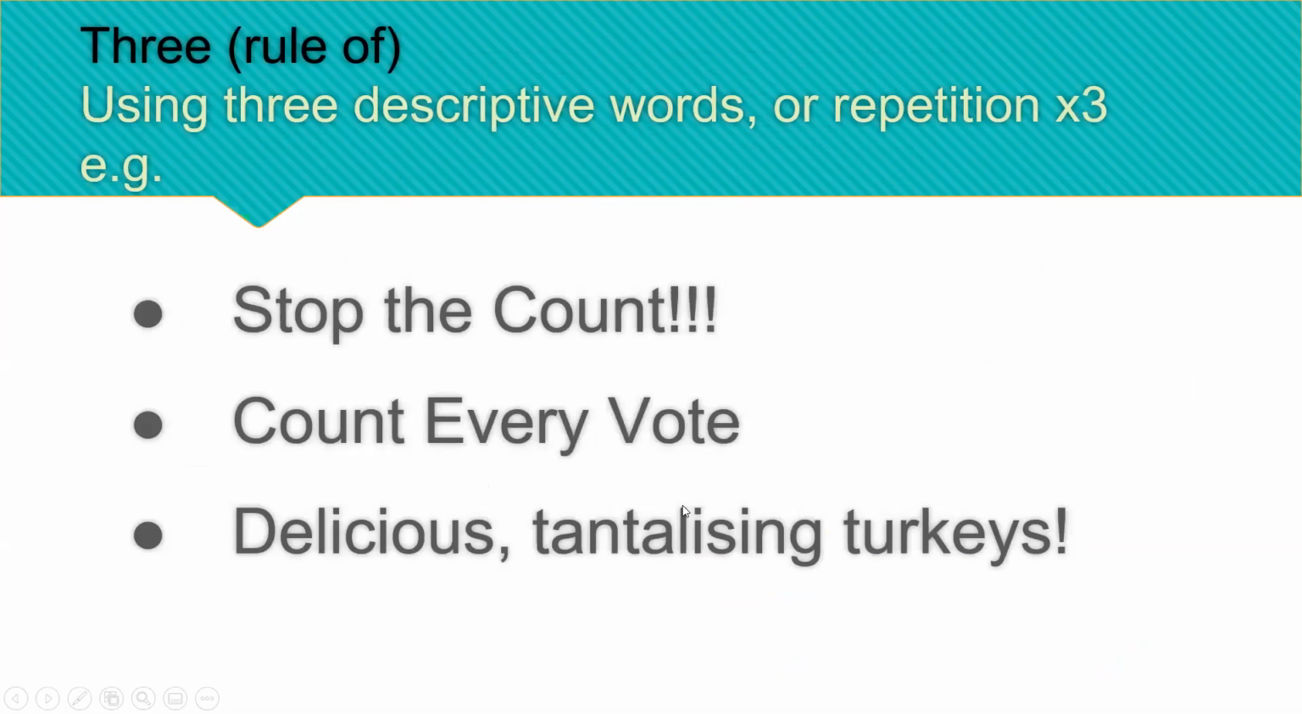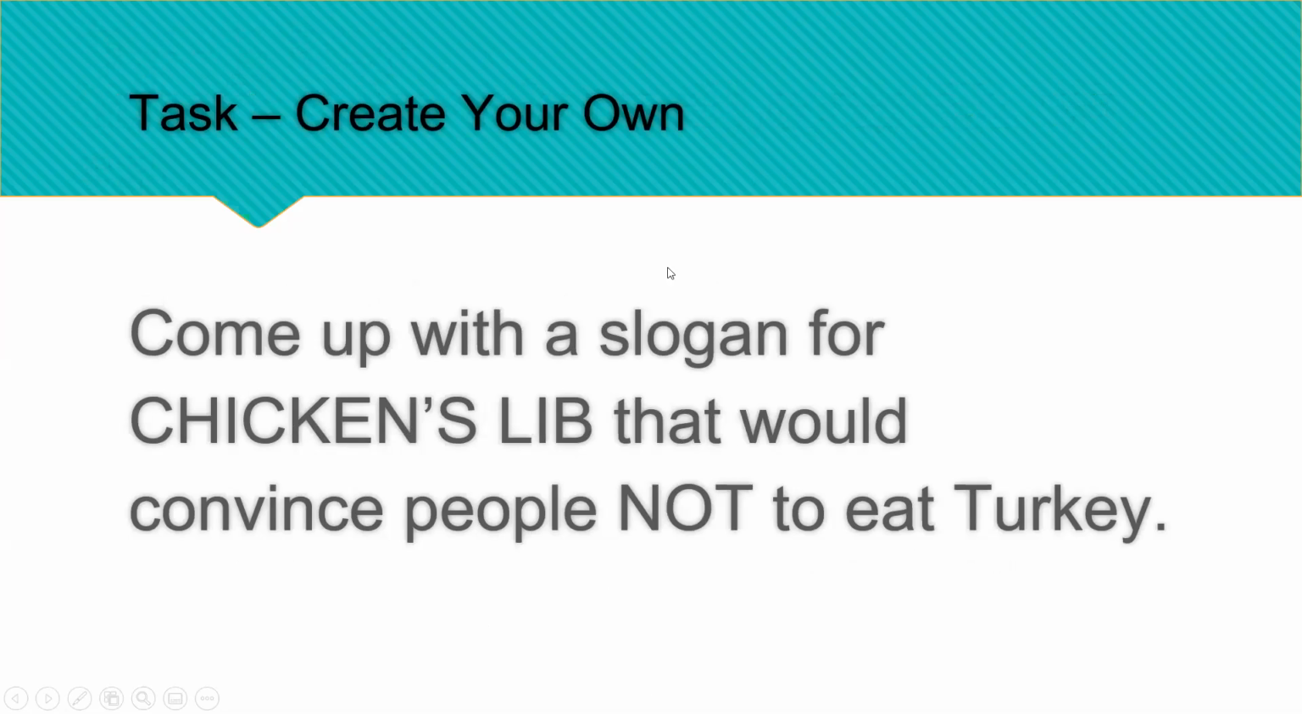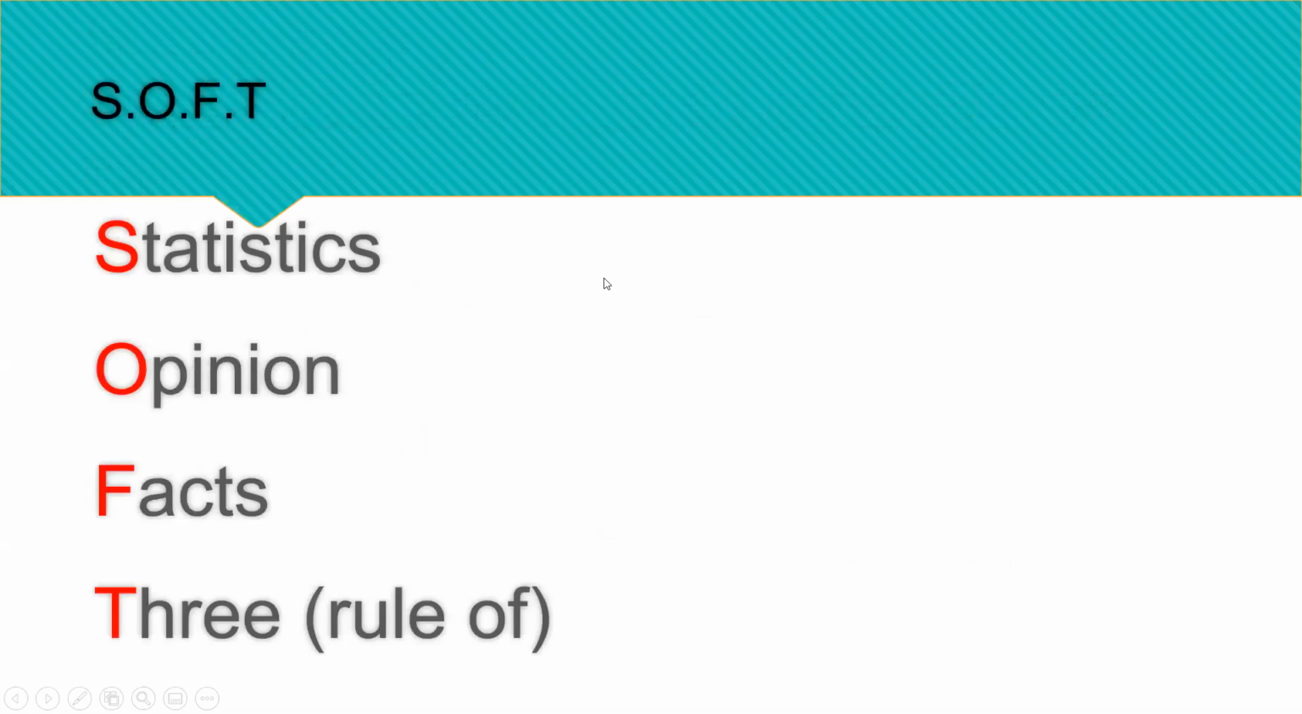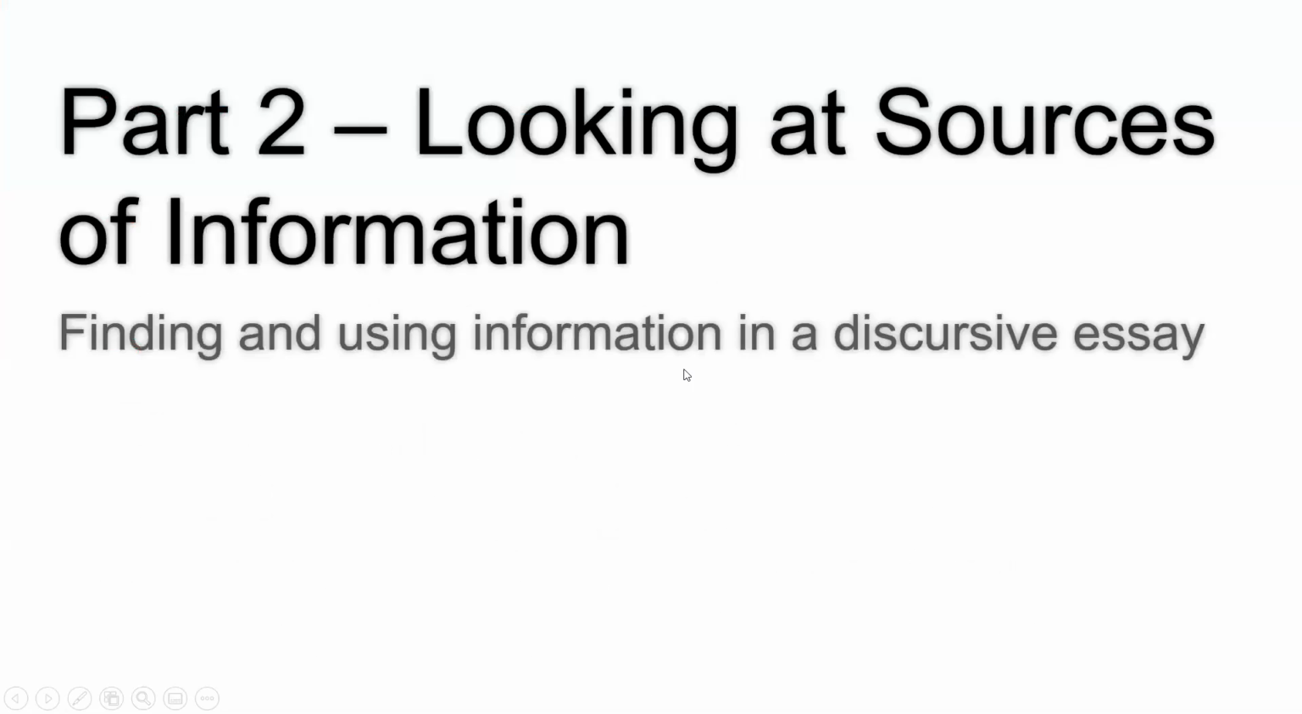And we looked at how people use the rule of 3 in order to make things sound good. So we've got things like 3 simple words: stop the count, count every vote, which makes it sound sharp and good, and it makes people remember it easily. Then we've got this idea of 2 descriptive terms and then the noun at the end. Delicious, tantalizing, turkeys is 3 things used together that make them sound really good. You were to come up with your own slogan, and that was just a reminder.